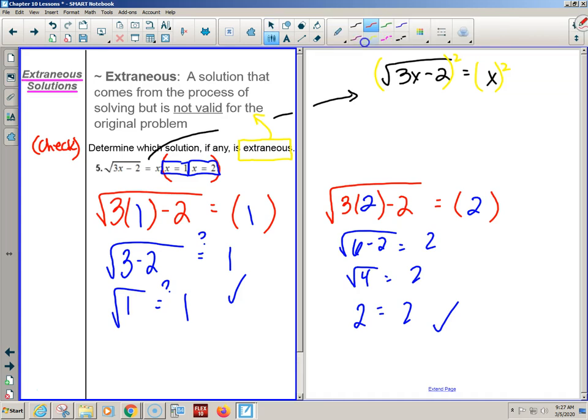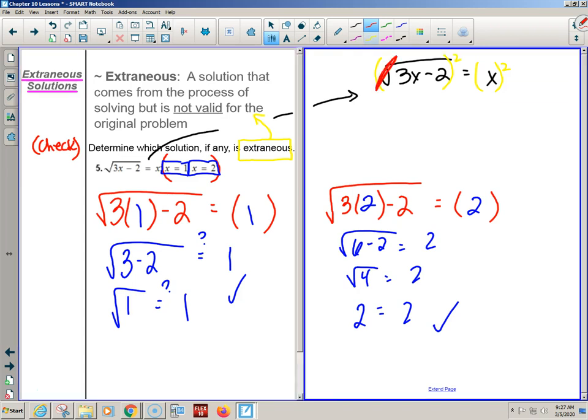You don't have to do this. I'm not even sure if this is in homework, but what would happen if you guys did ignore their solutions and try to find them yourself? Wouldn't you have squared both sides? And doesn't the square root and the squared go away? So what's left over here on this side? But what's over here? X squared.